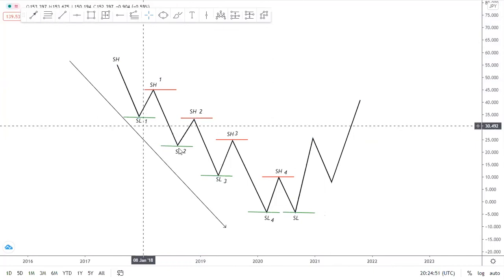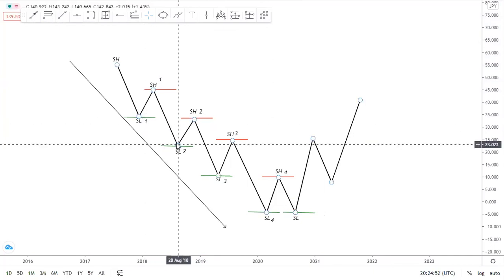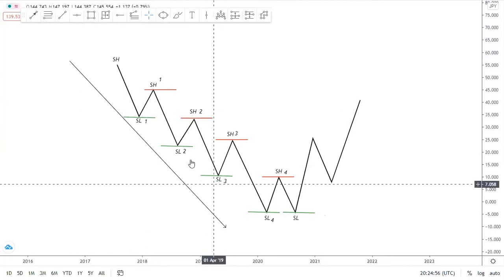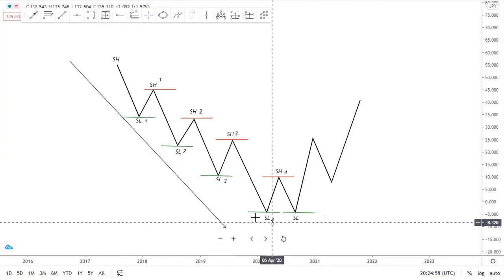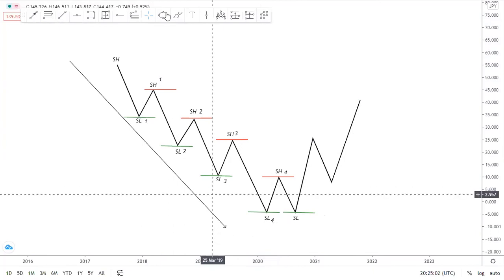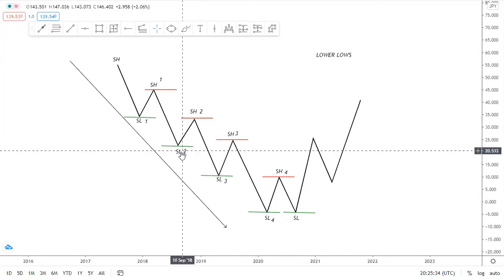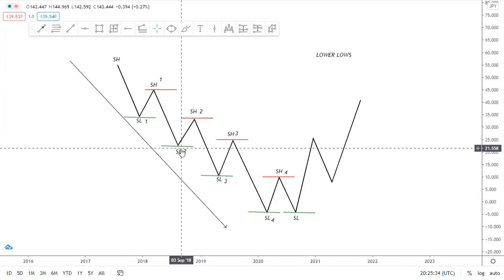You realize that swing low 2 is lower than swing low 1. Swing low 3 is lower than swing low 2. Swing low 4 is lower than what? Swing low 3. What does that mean? It means in a bearish market, the market creates lower lows. We call them lower lows because each low is lower than the previous low.